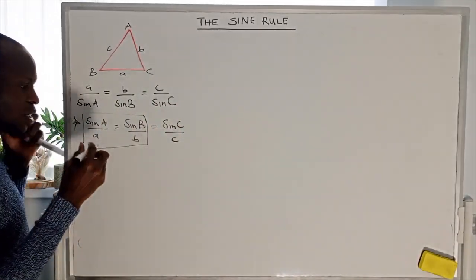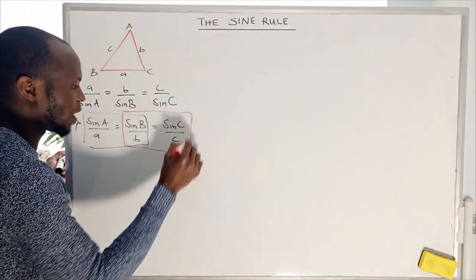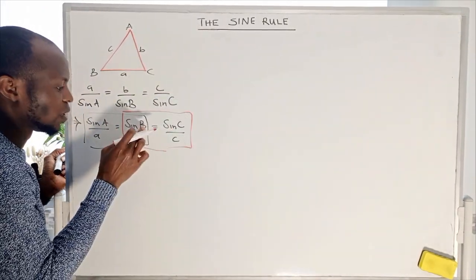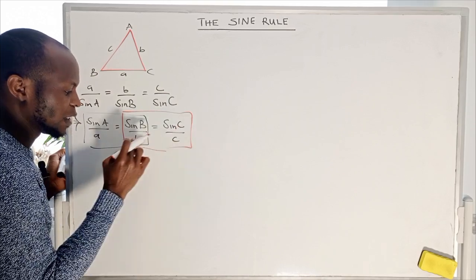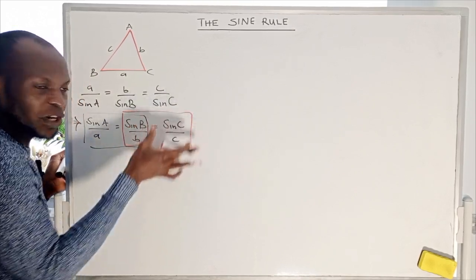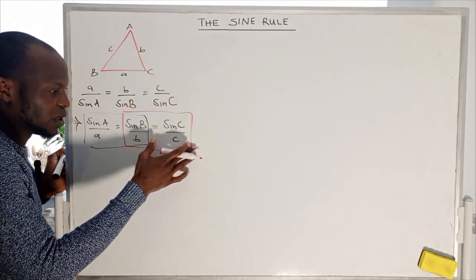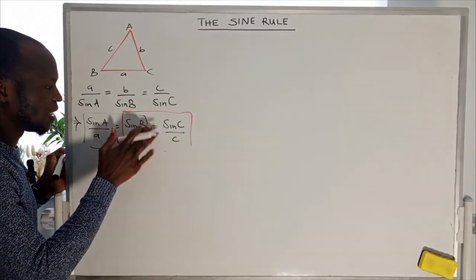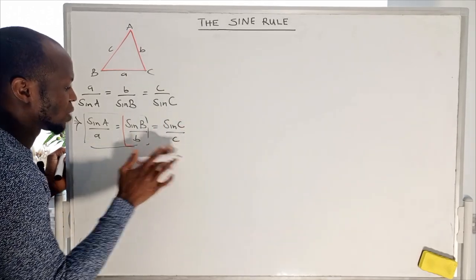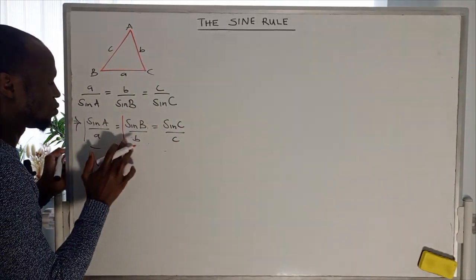Or you can take these two together. If I take these two together, I have four parameters also: angle B, angle C, side B, and side C. So as long as I know three out of the four, I can use this. Okay? This is how we use the sine rule. We'll do some examples and you will see me apply the sine rule.